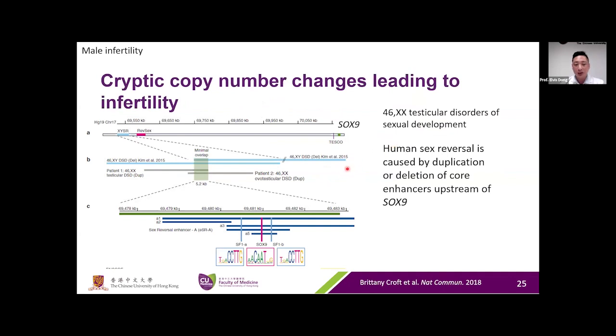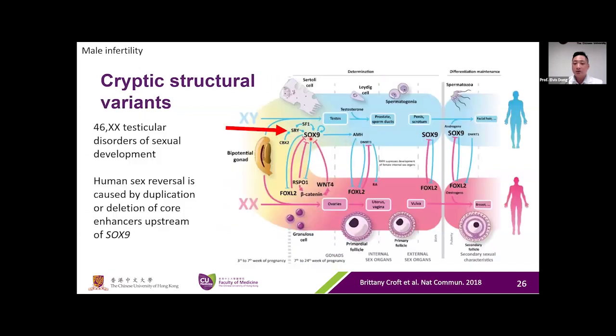There is increasing data showing that cryptic copy number changes also lead to infertility. This is an example in 46,XX testicular disorder of sexual development. As we know, a 46,XX case is destined to be female, but in some cases testicular organs have formed. When they did the analysis, they found a deletion involving the regulatory element of SOX9. When SOX9 turns on in the potential gonad, the testicular organ will be formed. So cryptic copy number changes or cryptic structural variants are very important, but they are not appreciated by conventional karyotyping analysis.